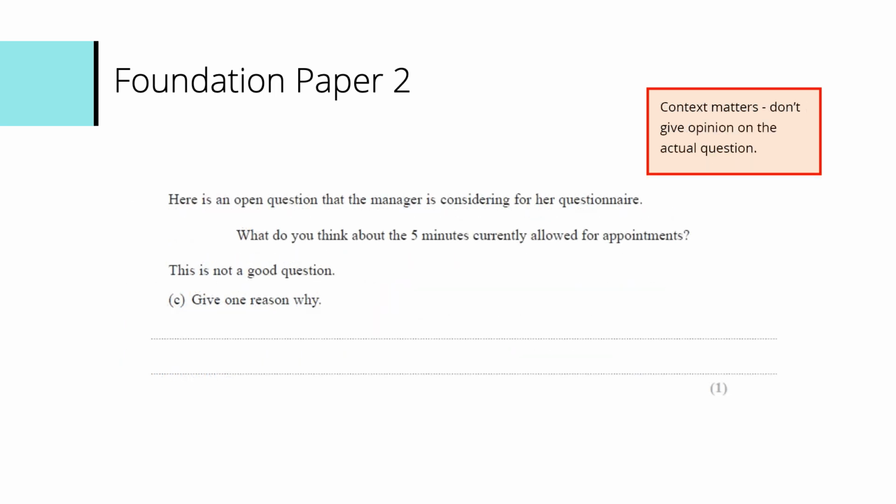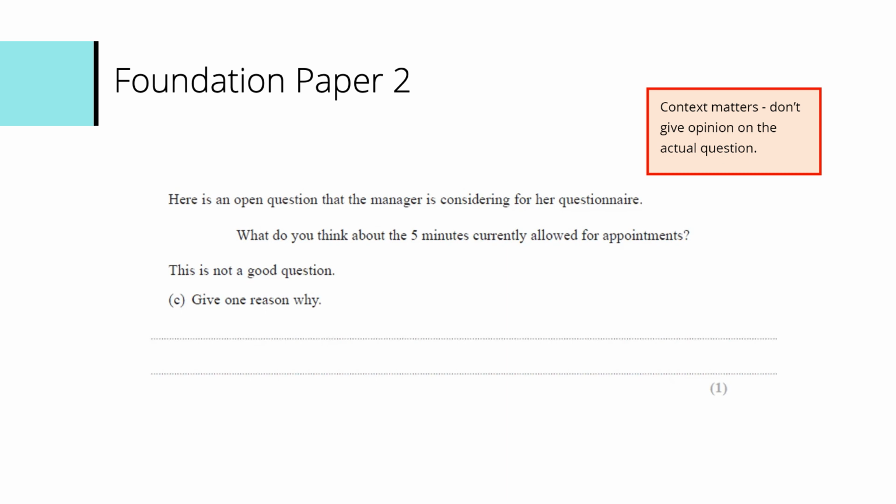In part C, you're given a question: what do you think about the 5 minutes currently allowed for appointments? This is not a good question. Give one reason why. The point there is that you are told this is not a good question. Don't give an opinion on the actual question. You've then got to explain why.